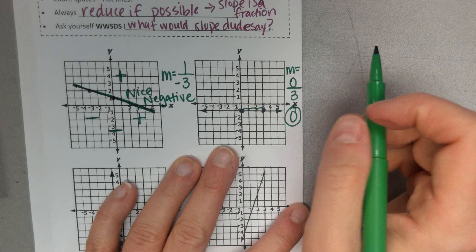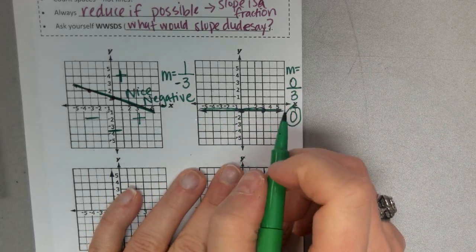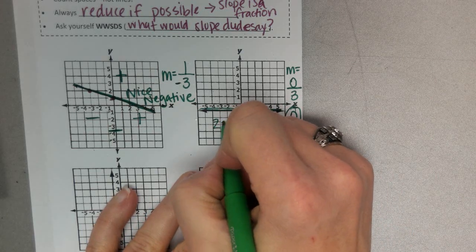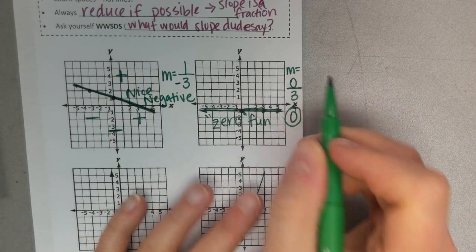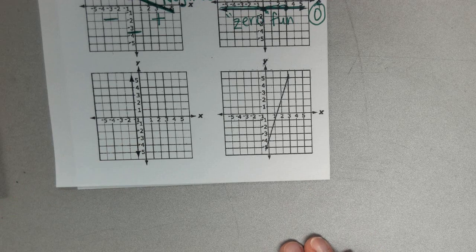Okay? Remember today in our lines, a flat line, you remember what Slope Dude said? What would Slope Dude say? This is 0 fun. 0 fun. Skiing on a flat slope is 0 fun. Okay? Okay, let's look at this one.